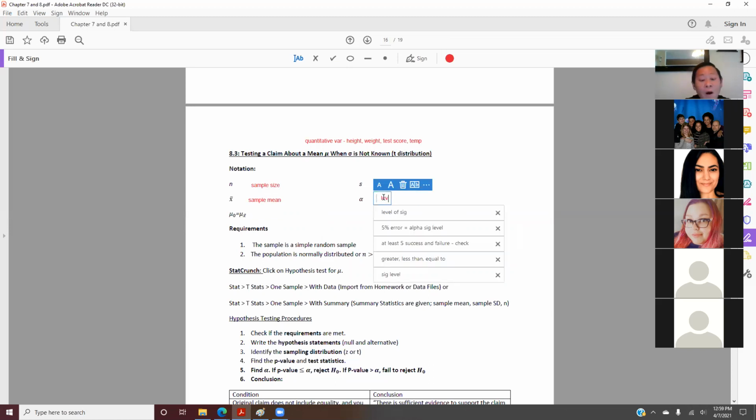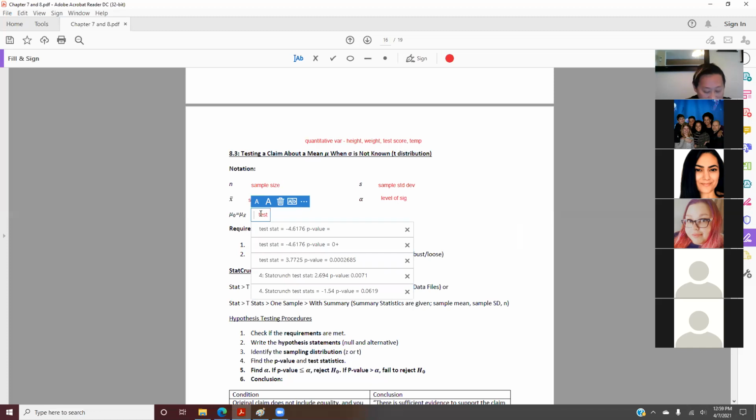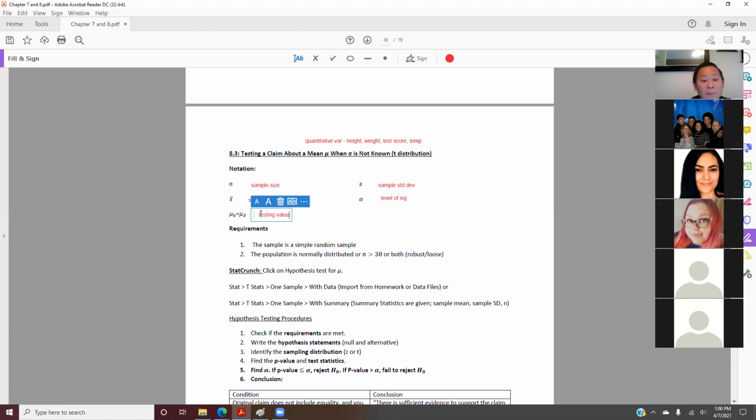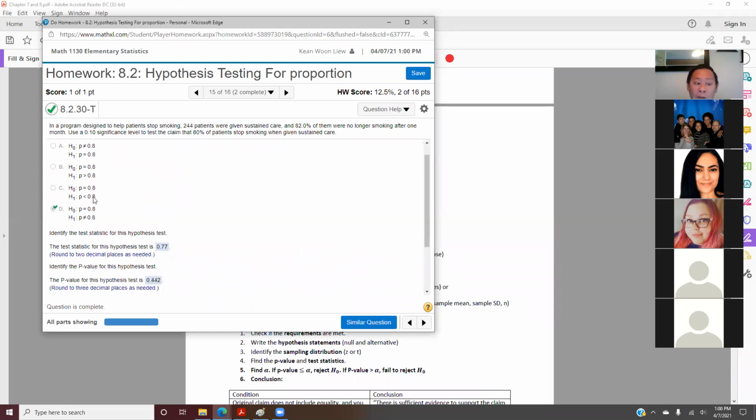Alpha is the level of significance, which is usually given in the test or in the question. This mu0 or mu x bar is called the testing value, or sometimes we call it the claim value. This testing value or claim value came from your claim statement. Remember when you did the homework, the claim is 80%. This is what we call your testing value or claim value, which you will use over here.